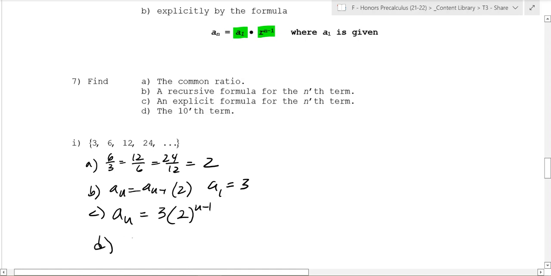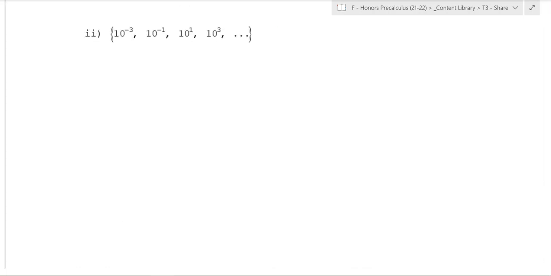And then D is a sub 10. So that's going to be 3 times 2 to the 10 minus 1, which is 3 times 2 to the 9th, which is 1536, which you might remember from the last problem. So again, it's the same process no matter what the number types are like.